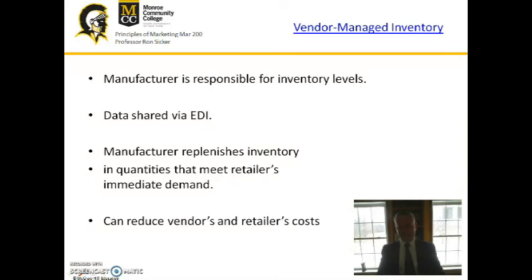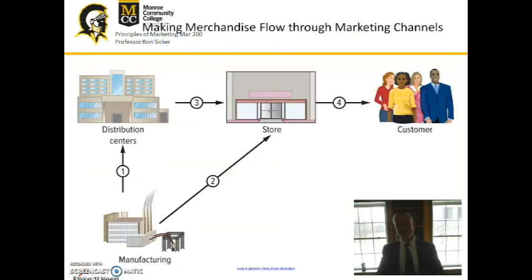Also, you see that Walmart does run out of products quite often. And then they'll have that vendor managed inventory. As you can see by this last bullet, what we're trying to do is reduce vendors' costs. So here's marketing and merchandise flow.